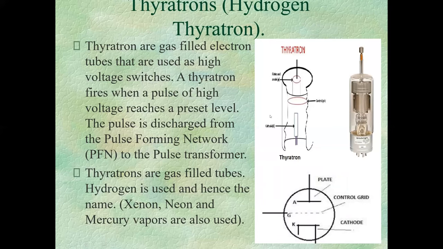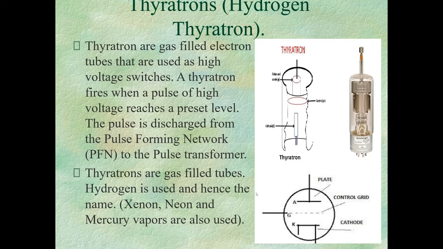So a thyratron works like this. It has a cathode and anode, and it has control rings, a control grid in the center. It can be a single control grid or multiple control grids. When the grid is negatively charged compared to the cathode, it is repelling the electrons and not accelerating them. And when it is positively charged, it's accelerating the electrons. When the electrons are accelerated, since it is gas filled, they create an avalanche of charge and the charge moves towards the plate or the anode. And this way they act as a switch by controlling the polarity of the control grid.